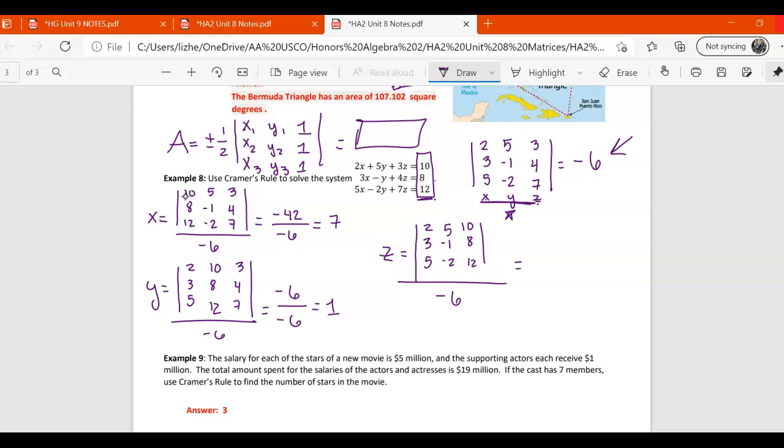And so now I get to do it again, second matrix. And I know it's tedious, but think of how much worse it would be if you were doing these determinants by hand. So be thankful.